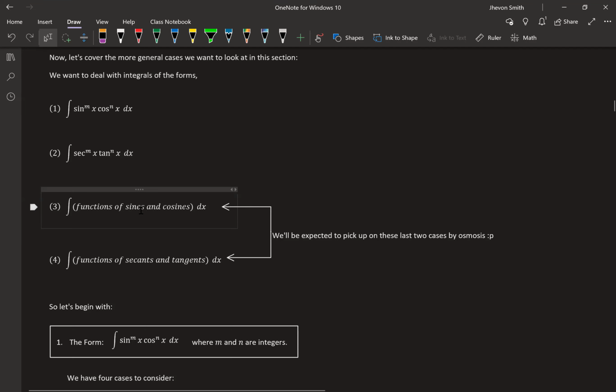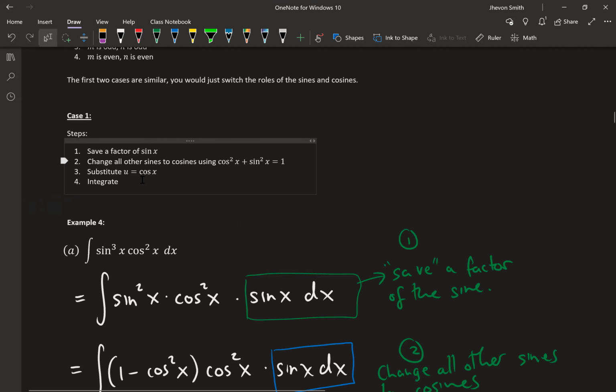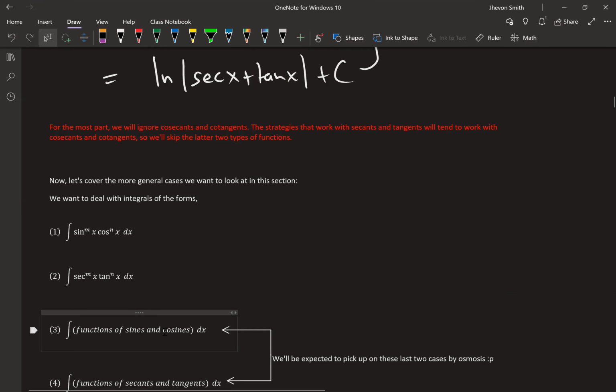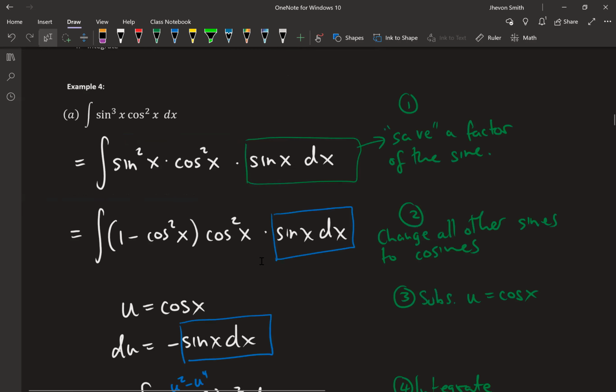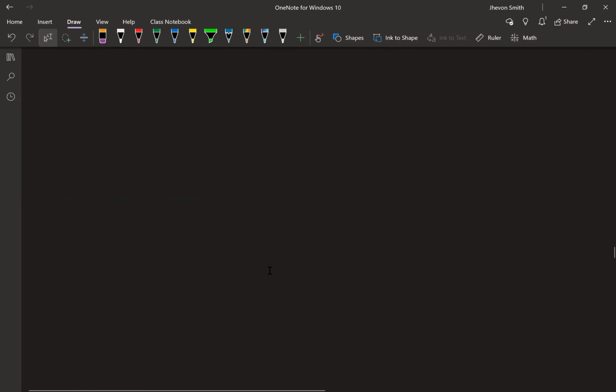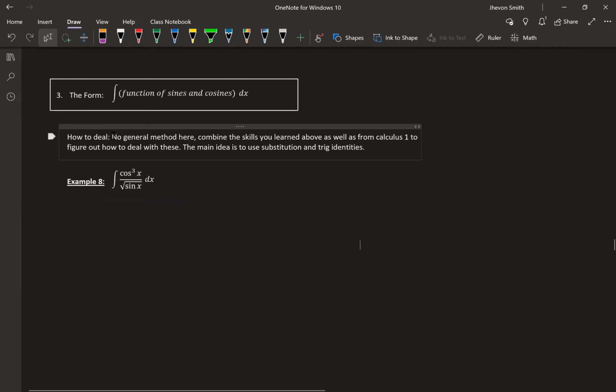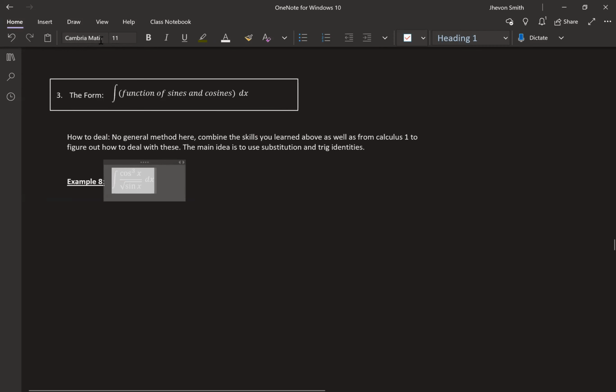Now, it turns out that there is no main strategy. I can't give you a list of steps that's always going to work in every single case here. However, based on the rules that you've learned here, and on top of the strategies that I told you about in yesterday's class and the previous class, you can figure out a way to get through form 3. Like I said, there's no general method here. You just have to creatively combine all the skills I told you about today, as well as the skills that I told you about yesterday. So here's a random one. Cosine cubed over the square root of sine of x.